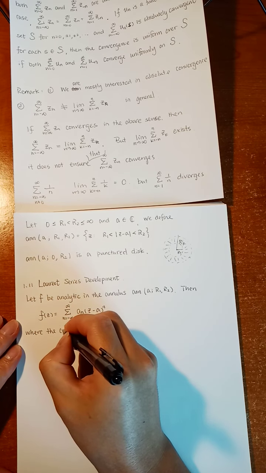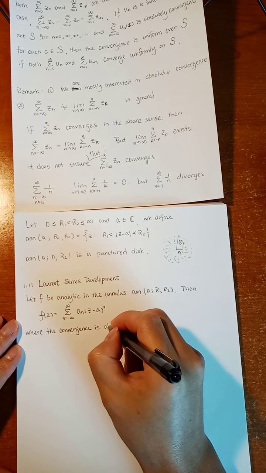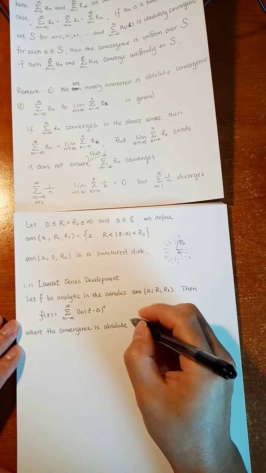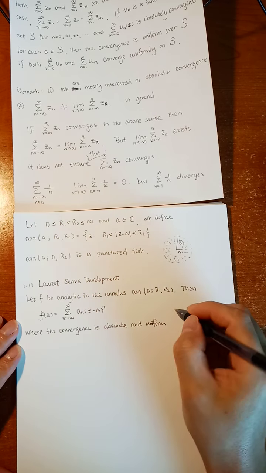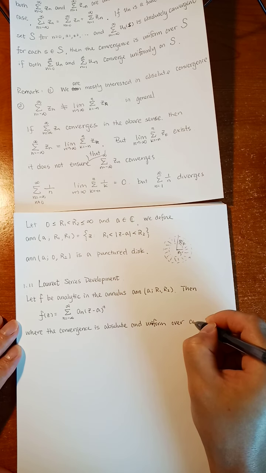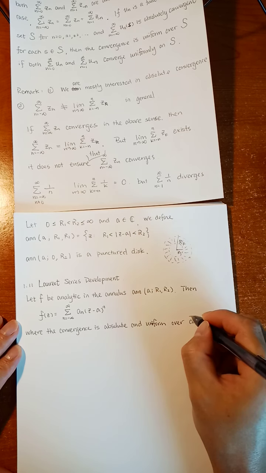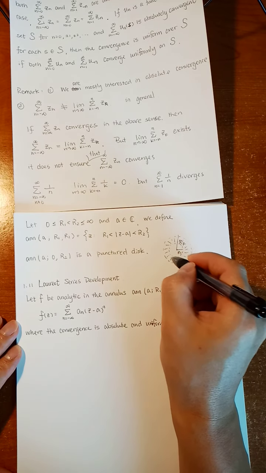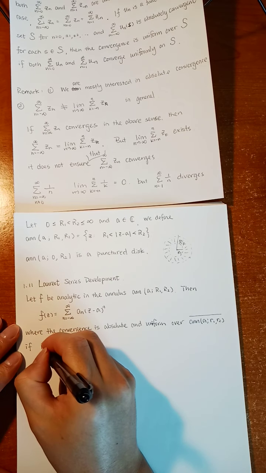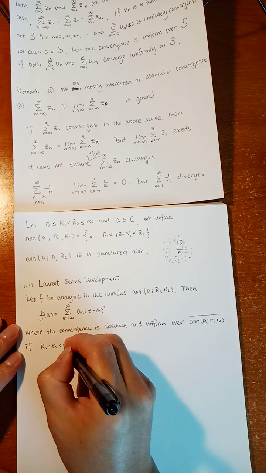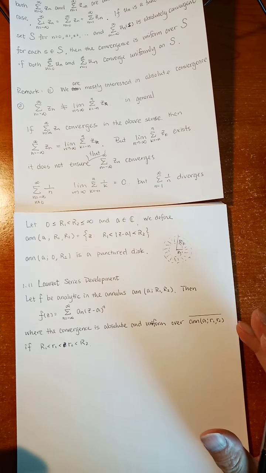the convergence is absolute and uniform over the annulus with little r1, little r2 and its closure. So it's not uniform over the original annulus, but whenever you shrink it a little bit, it's all uniform, if capital R1 is less than little r1 less than little r2 less than capital R2. Okay, we do need a compact domain.